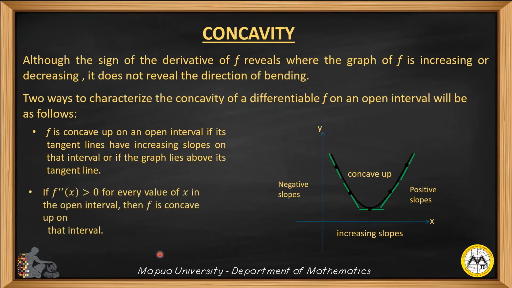A second way to characterize concavity of the curve is using f double prime, or the second derivative value, and whenever a graph is concave up, the second derivative value is said to be positive for every x value in an open interval.